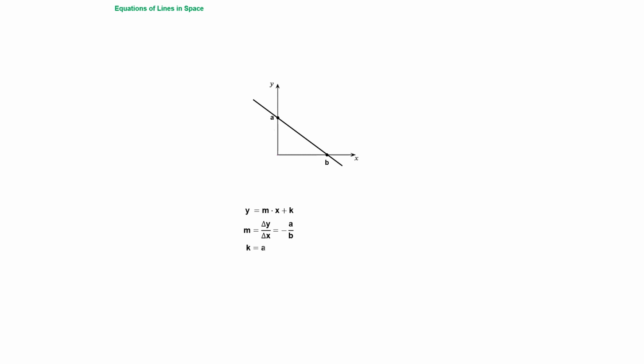Observe the diagram below. The line passing through points A and B can be represented by the equation in the slope-intercept form. The slope is minus a divided by b, and the y-intercept is the value of a. It's important to note that any line parallel to the original line has the same slope and y-intercept. Therefore, it can also be described by the same equation.